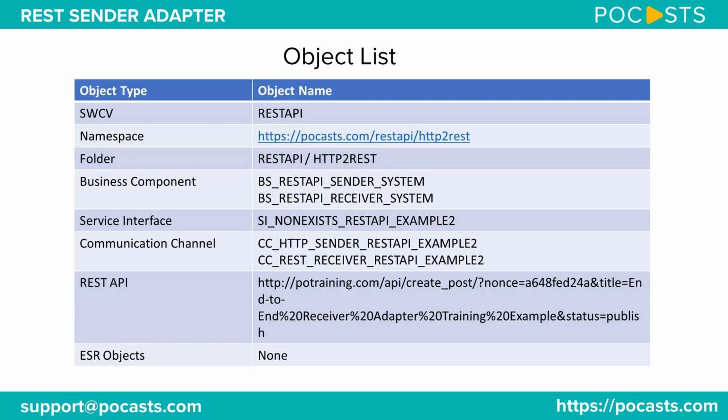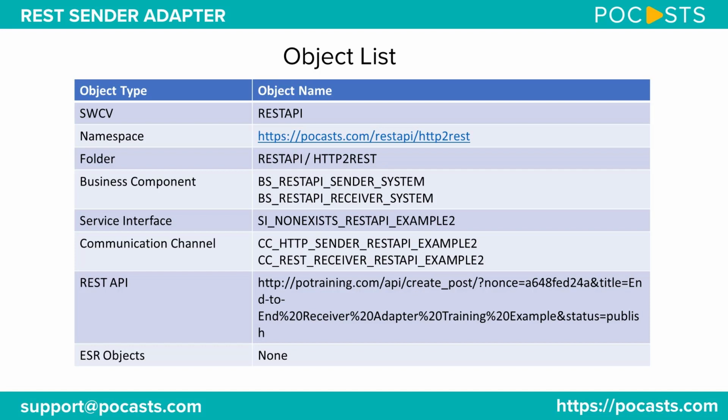And the sender service interface we will use as example 2, and that's the short notation. We will not create it in ESR, like we did in example 1. We'll directly just specify it in the configuration. We'll create two communication channels, one sender and one receiver: sender of type HTTP, and receiver of type REST, right? Then the REST API, I'm going to show you where I got this API from, what those parameters are, and how to access this REST API.